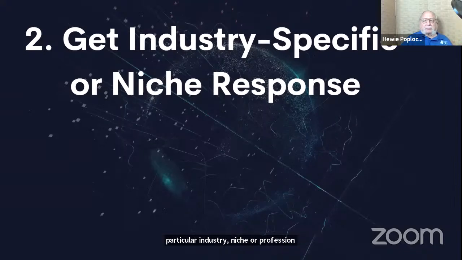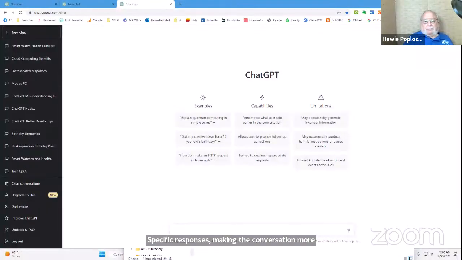For instance, if you're discussing the legal profession, you may want ChatGPT to use legal terminology instead of everyday language. To achieve this, you can prompt ChatGPT to adopt a legal persona and provide further instructions that are specific to the legal industry. This will enable ChatGPT to provide context and industry-specific responses, making the conversation more relevant and informative. Get industry-specific or niche response.